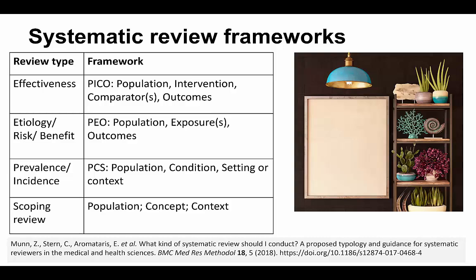We talked about different types of frameworks, and this is showing a few of those types. We also talked about how if you're doing a scoping review, that might have a different framework, so I put that one down here at the bottom. And we used this article, What Kind of Systematic Review Should I Conduct? That has a really nice table talking about 10 different types of questions and frameworks you can use with a systematic review.